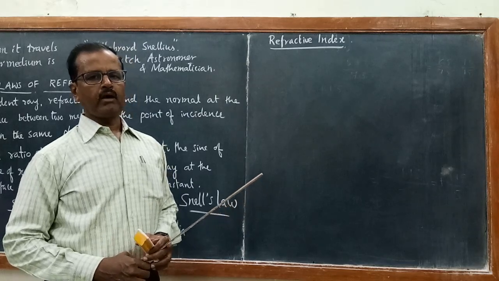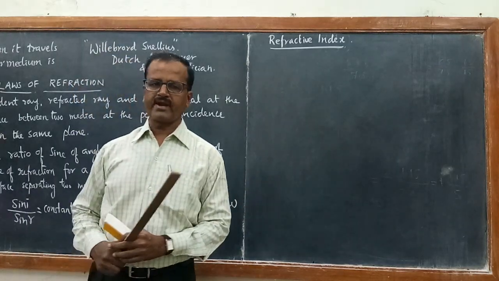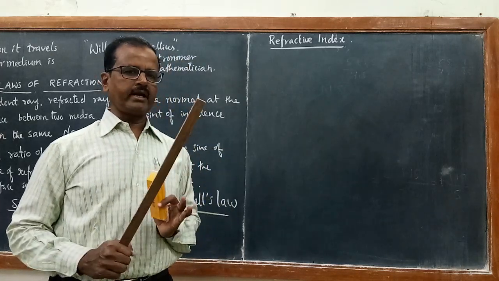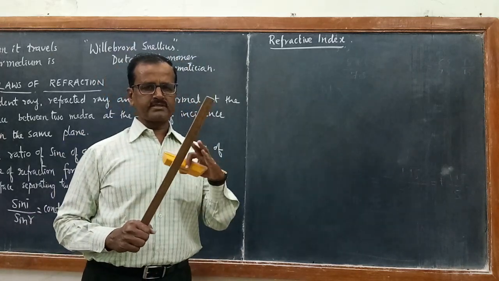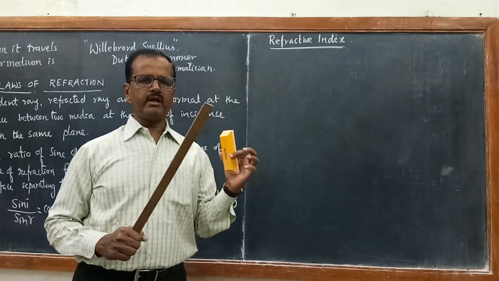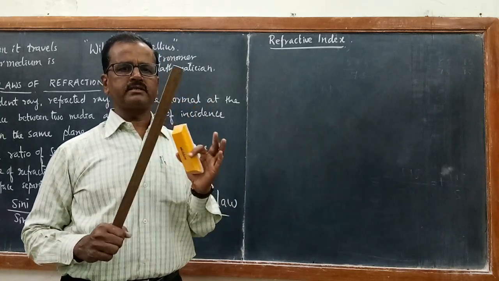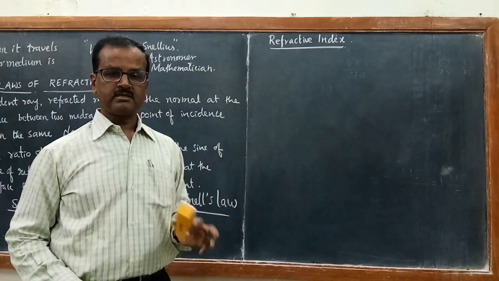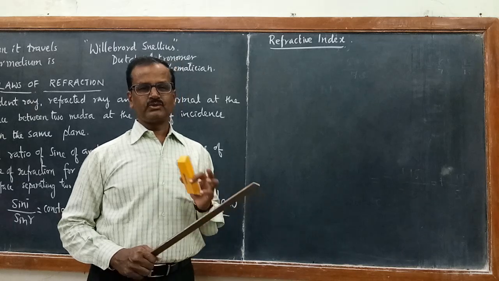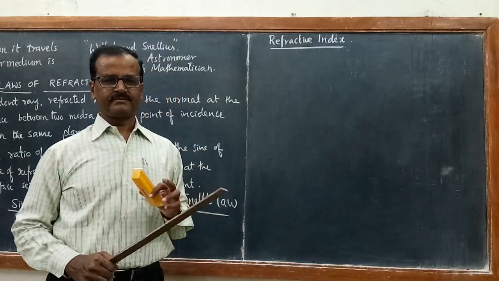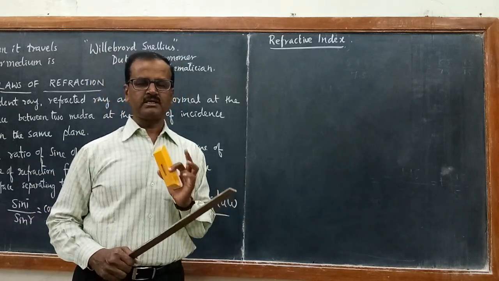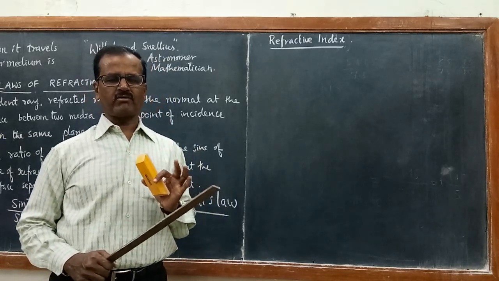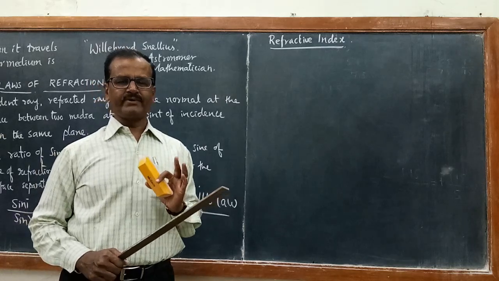Okay. Now, after learning the laws of refraction: the incident ray, normal, and the refracted ray, and the interface separating the two media, for a single colored ray, they are all lying on the same plane. That is the first law. The second law is that the ratio of the sine of the angle of incidence to the sine of the angle of refraction is constant, and that constant is called the refractive index.